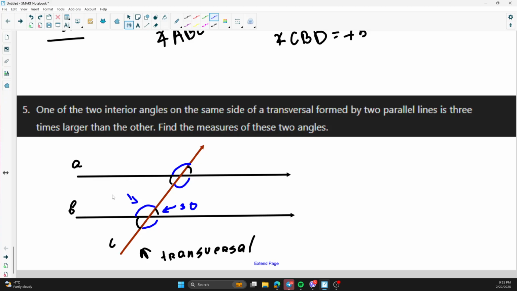If that's 30, then this one will be 150, right? Which means this one is also 150. This one is also 30, and the same for black equals black, blue equals blue.